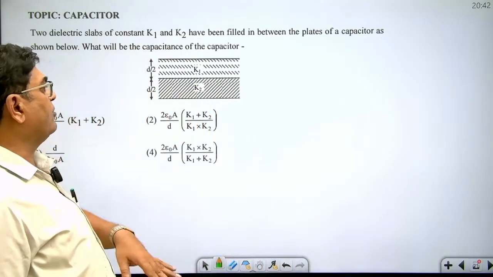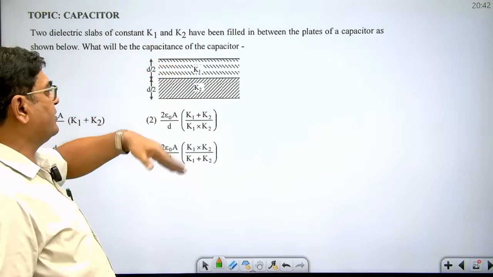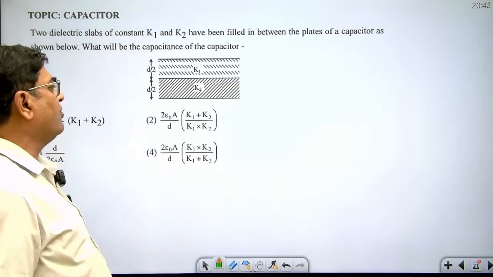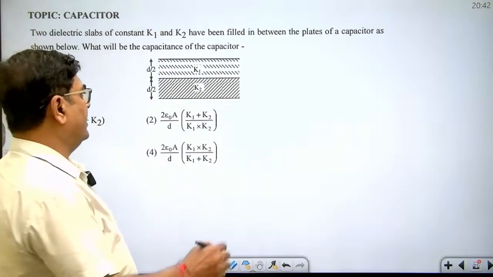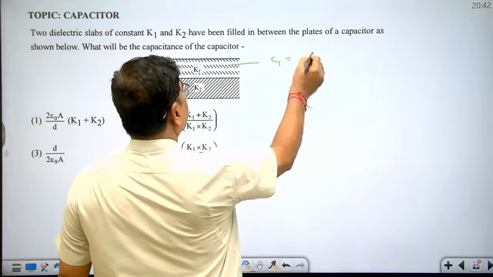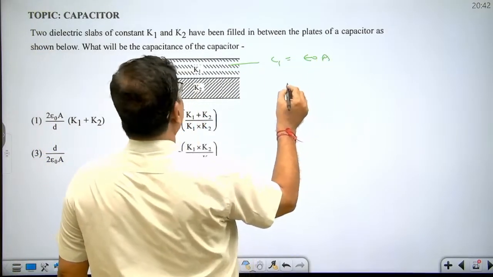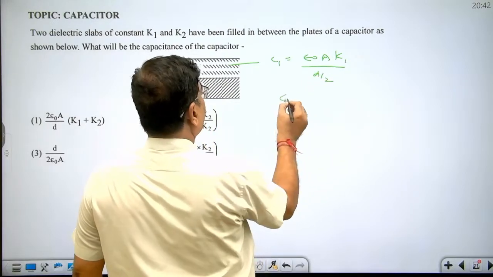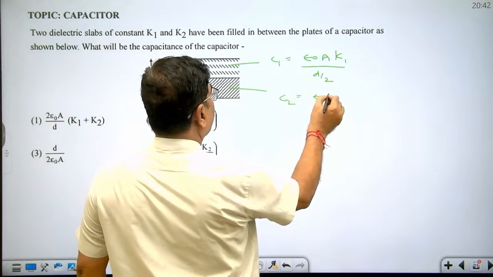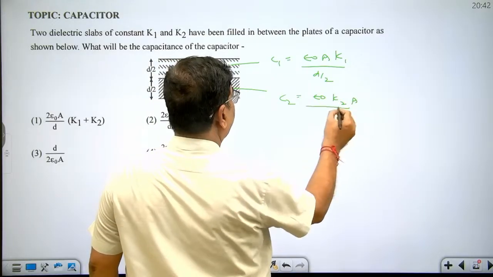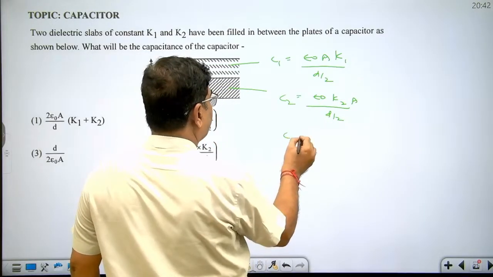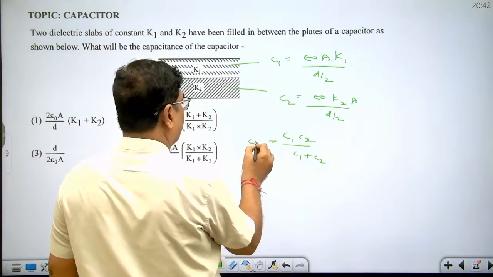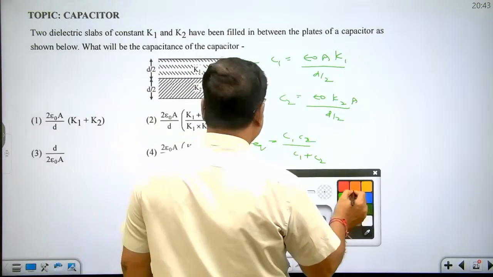And in series, I am telling you the short trick. Otherwise, you can solve for C1 and C2, then write 1 upon C equivalent equals 1 upon C1 plus 1 upon C2. But that will give you a long result. If you solve, C1 is epsilon 0 A upon D by 2. And C2 is epsilon 0 K2 A upon D by 2. The final result is C1 C2 upon C1 plus C2. This is C equivalent. But I am telling you the short trick, okay?